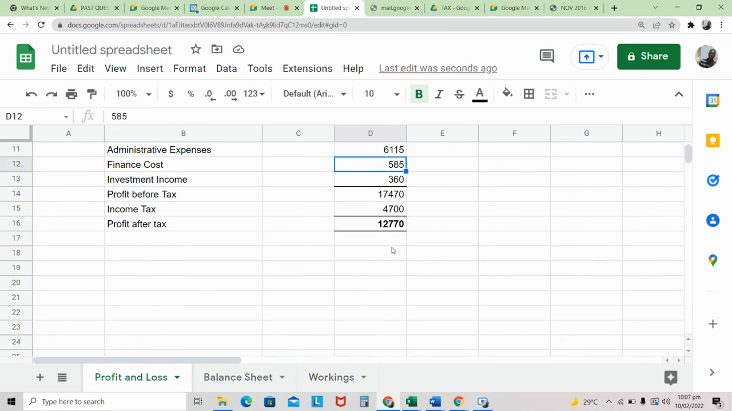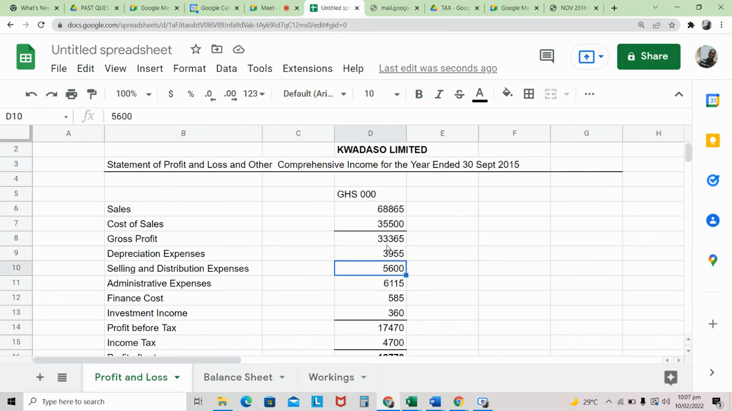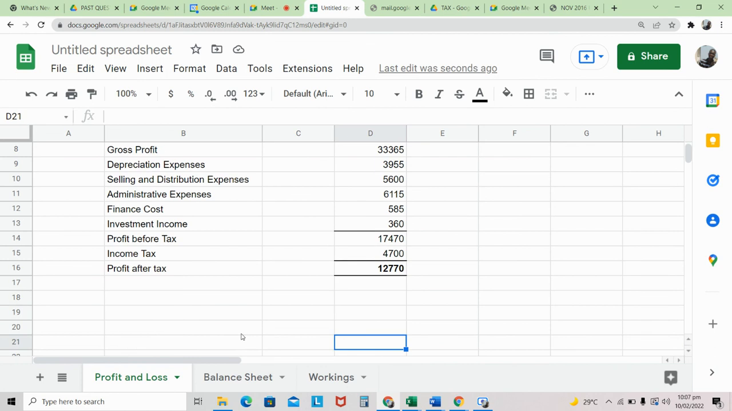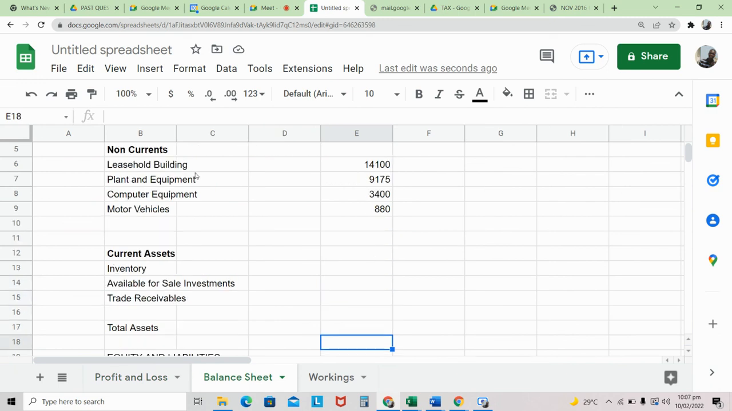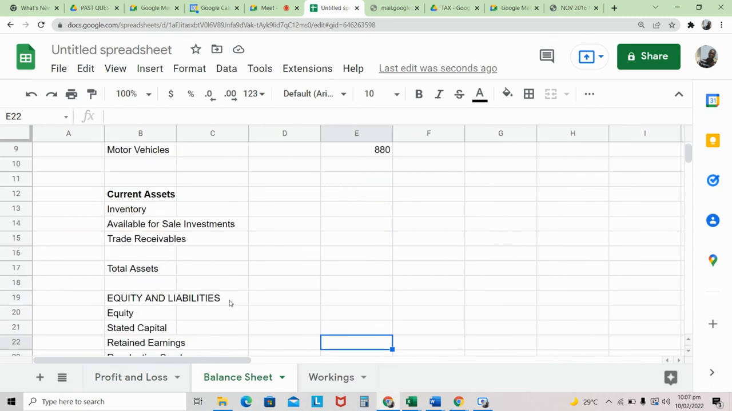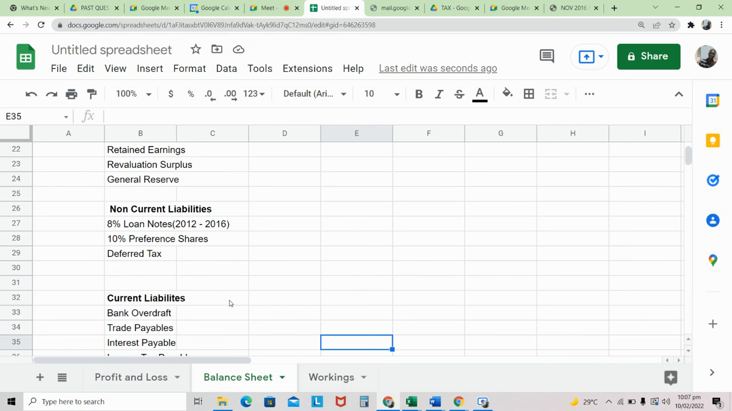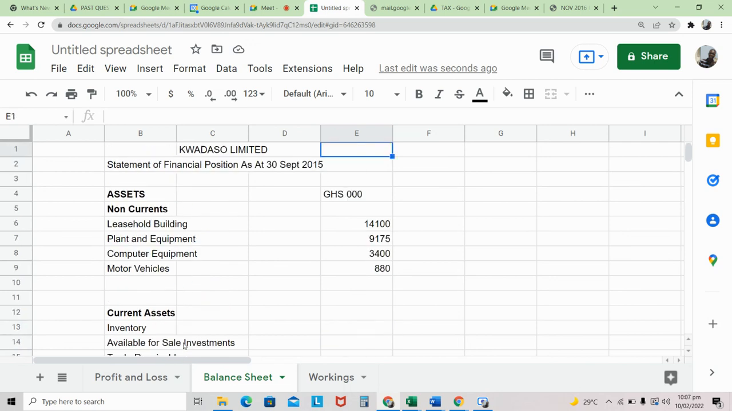Okay. So we have to find time and meet and finish this question before next week. What we need to do is finish the balance sheet.